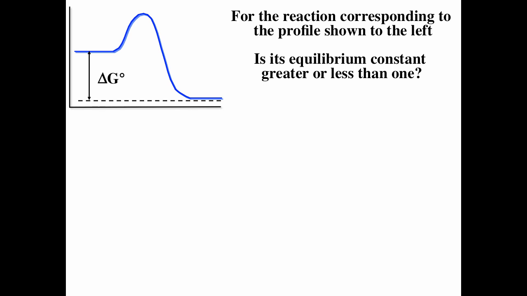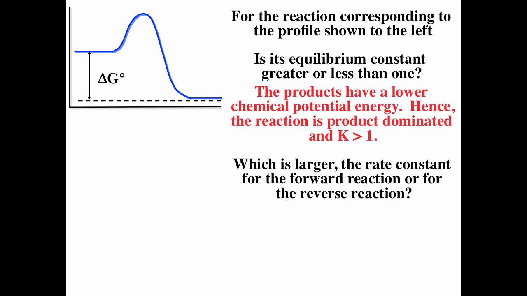And so a question we could ask is, for the reaction corresponding to the profile shown on the left, is the equilibrium constant greater or less than 1? Well, again, the products are more stable, and so we'll have more products at equilibrium. The equilibrium constant is products over reactants, and so K should be greater than 1.